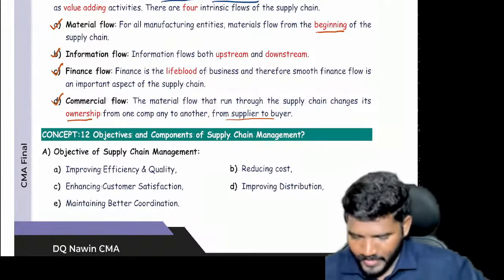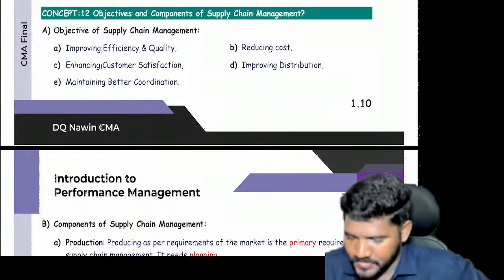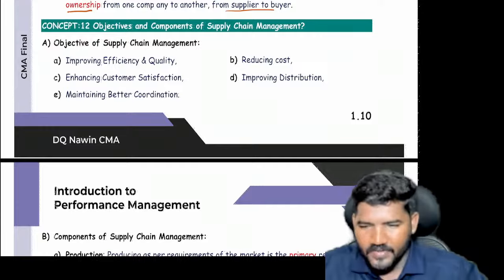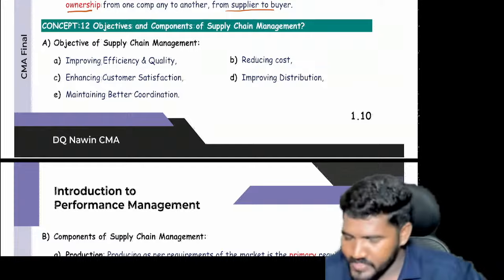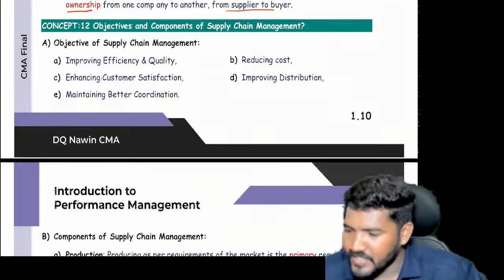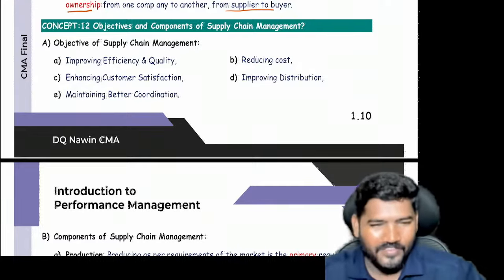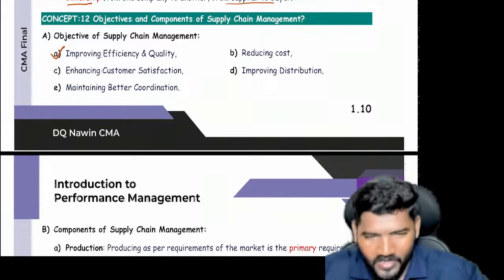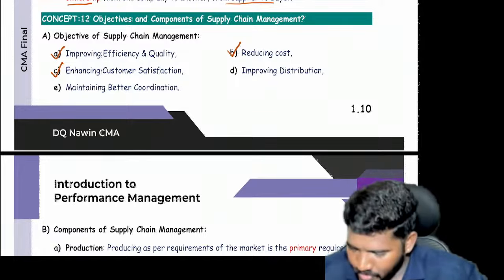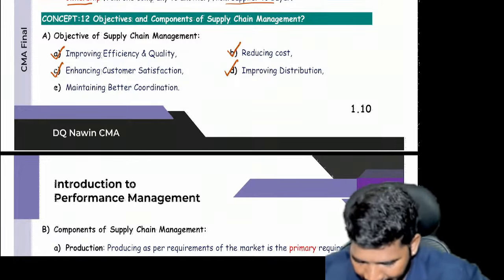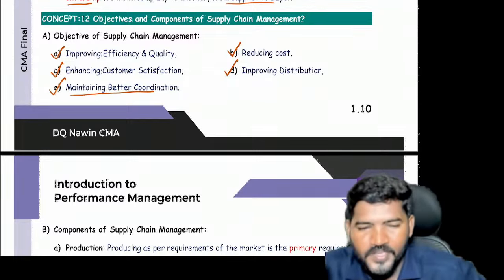Guys, clear? Next, concept number 12, objectives of supply chain management. It is not that difficult, but important, and we can easily write it. For every concept, you can use these points: cost reduces, time reduces, efficiency increases. Apart from these three, you have to learn others: improving efficiency and quality, reducing cost, enhancing customer satisfaction, improving distribution, maintaining better coordination. Why do we maintain better coordination? Because we have information flow.